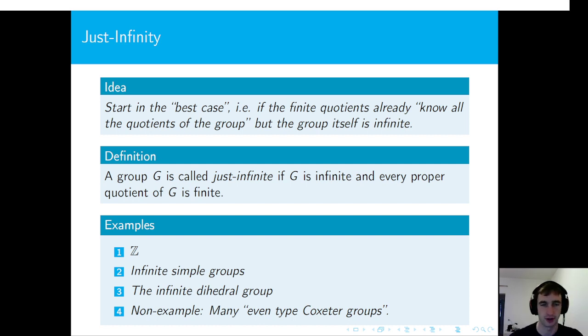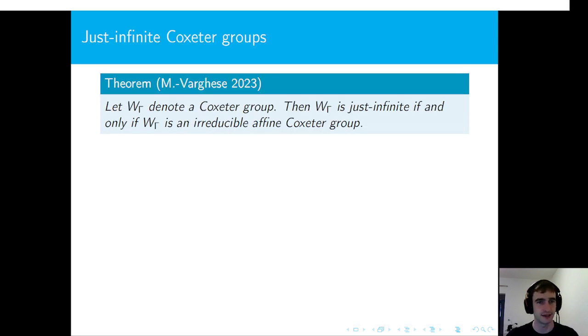Okay, but so now this best case scenario, when does it happen? Well, we were able to determine exactly when it happens, and that is in the following case. So let W_Γ denote a Coxeter group. Then W_Γ is just infinite if and only if W_Γ is an irreducible affine Coxeter group. So irreducible means the defining graph Γ has one connected component, and affine means it acts nicely on a Euclidean space. And if you want to learn more about irreducible affine Coxeter groups, there's, again, the first talk that I gave.